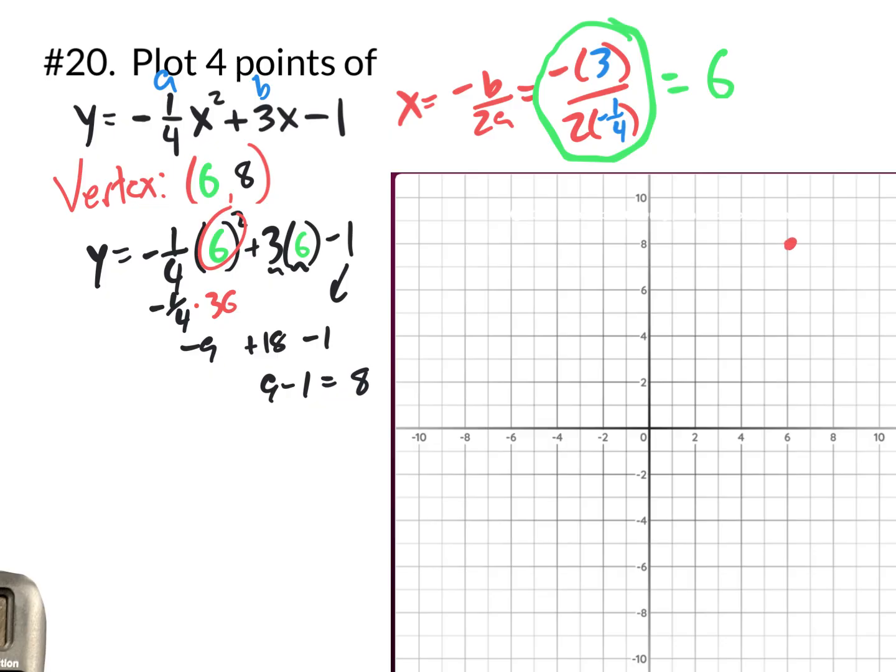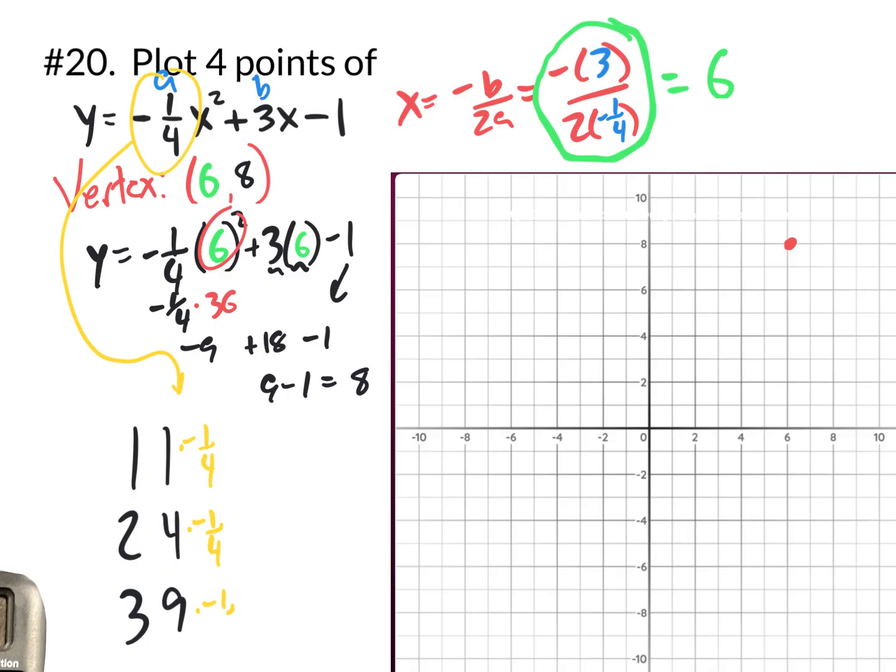And then from that dot, we want to use the pattern, and it's opening down because the a value is negative. However, you can't use the pattern 1, 1, 2, 4, 3, 9 as is because the a value is negative 1/4. So you have to multiply the outputs by negative 1/4. Now this is very important, so please pay attention. When you multiply 1 times negative 1/4, you get a negative 1/4. When you multiply 4 times negative 1/4, you get a negative 1. And when you multiply 9 times negative 1/4, you end up with a negative 9/4, which is negative 2.25.